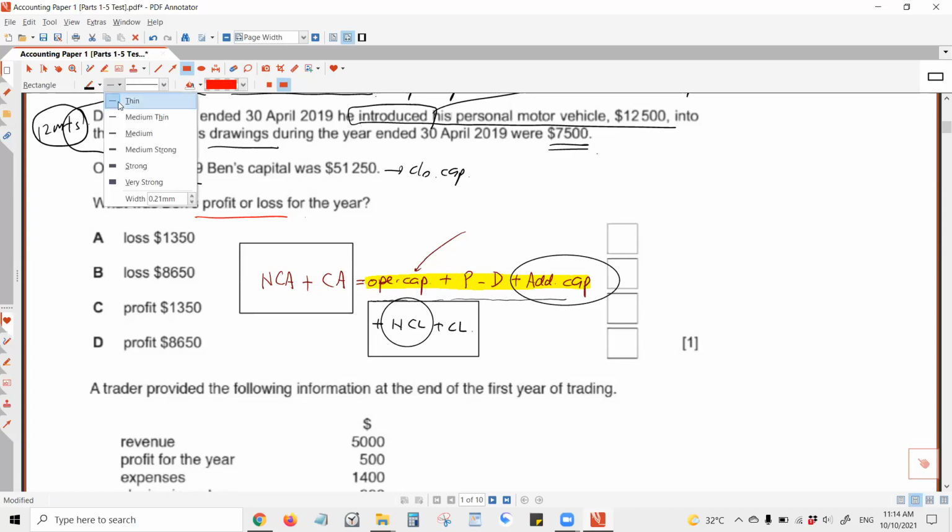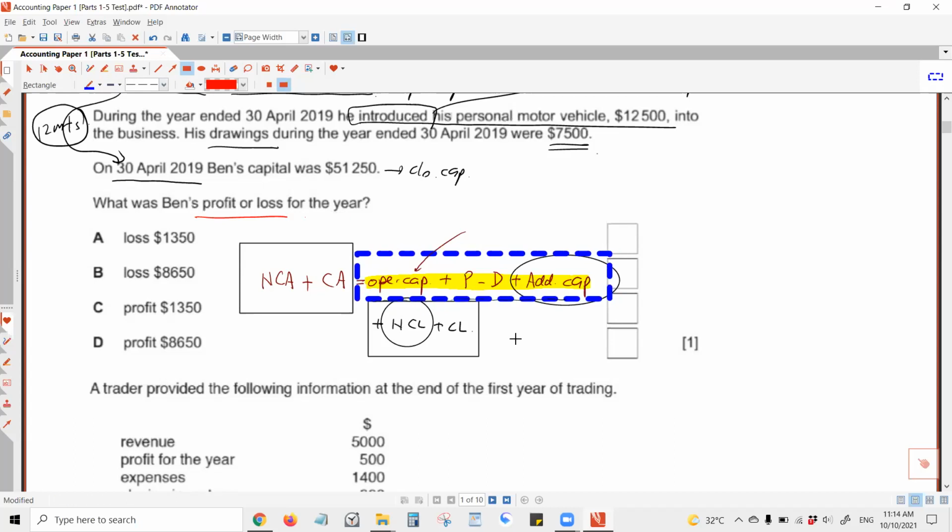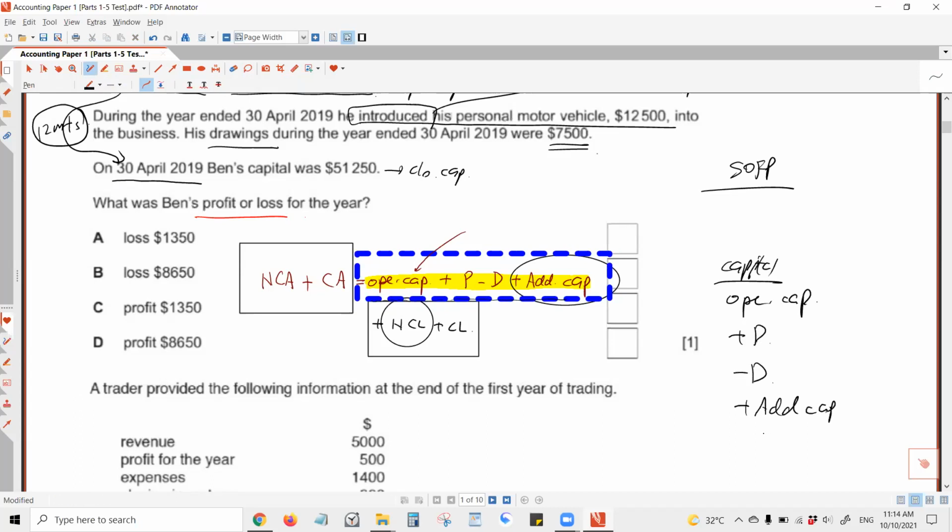That means for this question, you only need to make use of this part of the equation. Okay, this part means the capital section of SOFP only. The capital section. So in the SOFP, after the assets, you have the capital section where you start with opening capital plus profit for the year minus drawing plus additional capital equal to closing capital. Now, this is what you need to use for this question. Okay, so not the entire accounting equation.